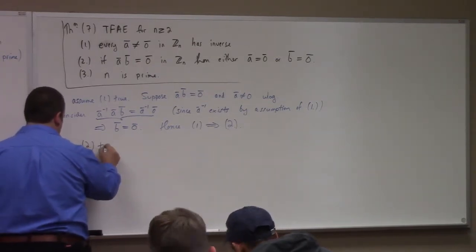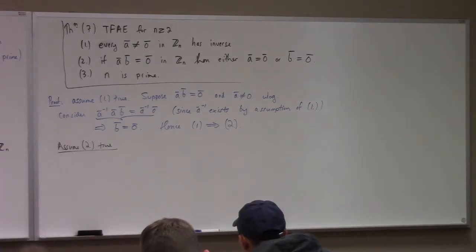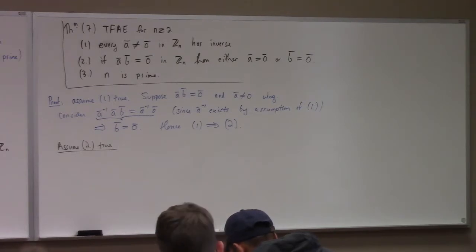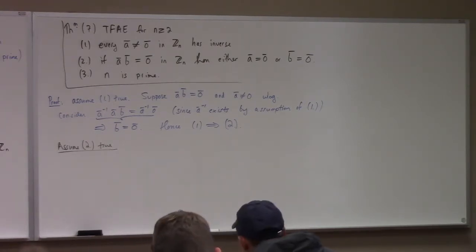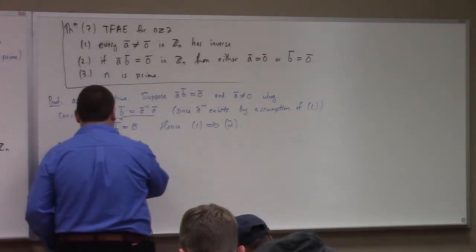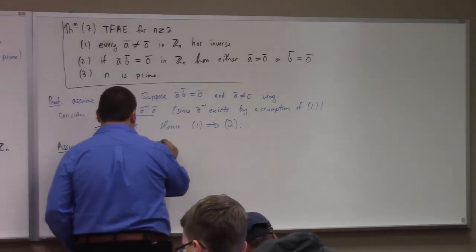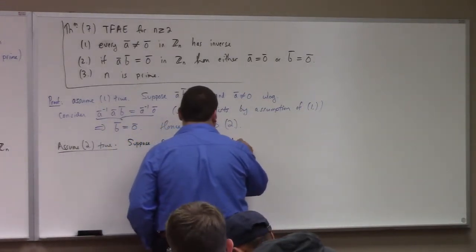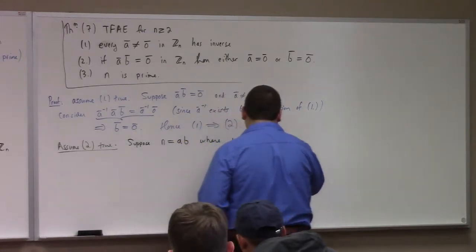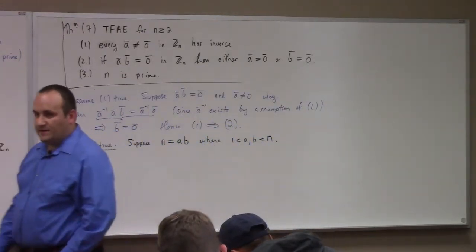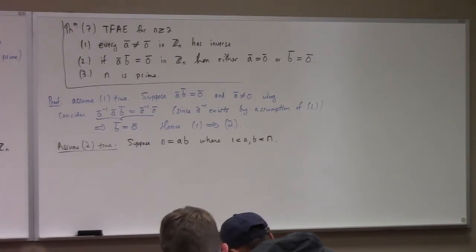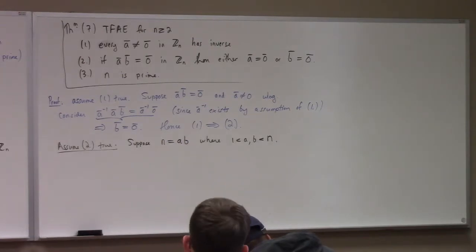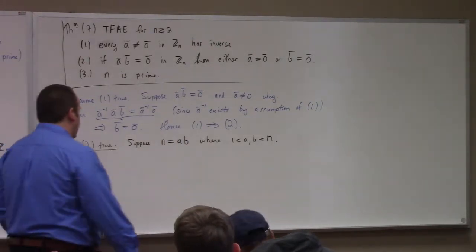Assume 2 true. Then what are we trying to show? N is prime, right? So suppose otherwise. Suppose n is equal to AB, where 1 is less than A, comma B is less than n. In other words, n is composite. It has factors which are neither 1 nor n. It's not prime. Working towards a contradiction here, right?